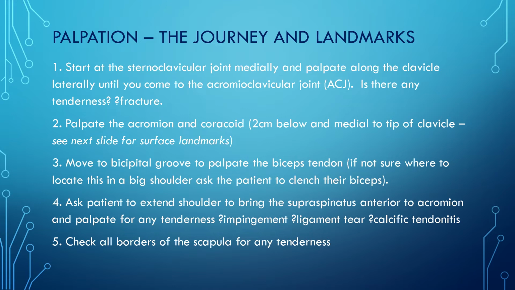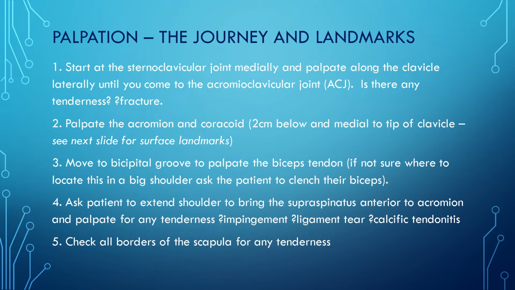Now, if you're not sure where to locate this, particularly in a big shoulder, you ask the patient to clench their biceps. So they flex their elbow and then squeeze their fist, clench the biceps, and you can feel the tendon tighten up.